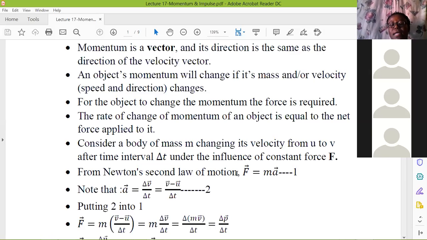So if we consider an object of mass m, changing its velocity from the initial velocity to the final velocity after a time interval, under the influence of a force. So if a force is applied to an object, and it changes the velocity from the initial velocity to the final velocity, the object accelerates over a given time. Then remember from Newton's second law, force is equal to the mass times the acceleration.